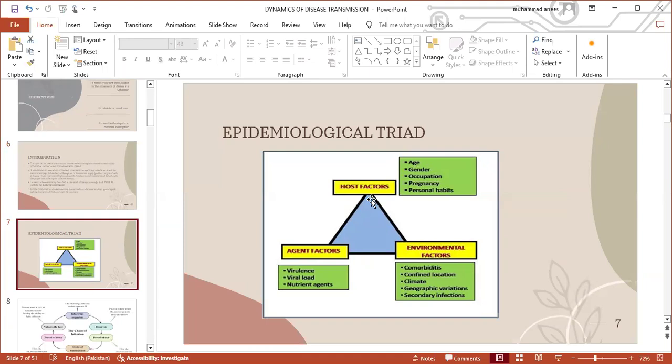Among host factors, age, gender, occupation, pregnancy, personal habits are included. Agent factors: virulence, viral load. Environmental factors: comorbidities, confined location, climate, geographical variations, and secondary infections are included.